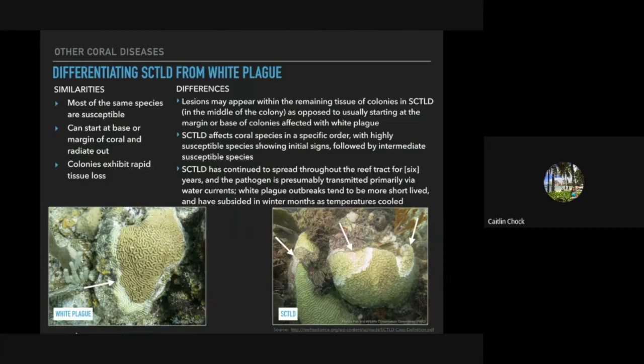SCTLD affects coral species in a specific order. So like we just talked about, those highly susceptible species will show signs first, then followed by the intermediate susceptible species. And SCTLD has continued to spread throughout the reef tract for now 6 years in Florida, and the pathogen is presumably transmitted via water currents. White plague outbreaks tend to be more short-lived and have subsided in winter months as temperature cooled. So that's another good indicator that white plague is affected by seasons and conditions.